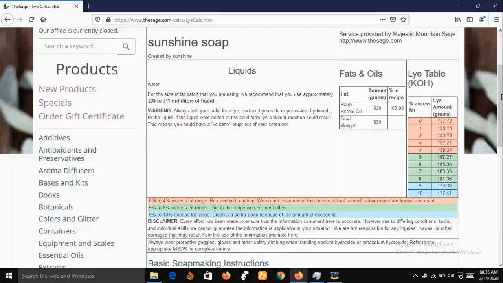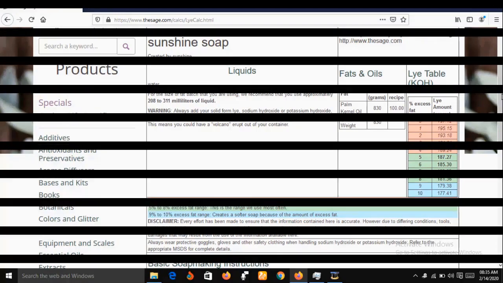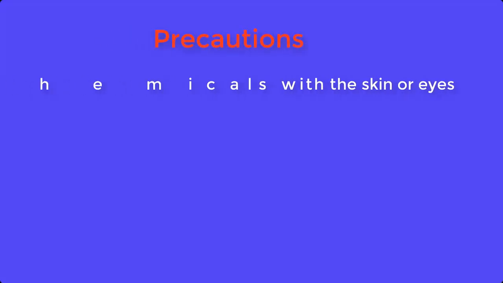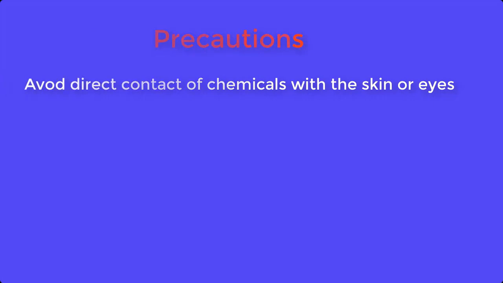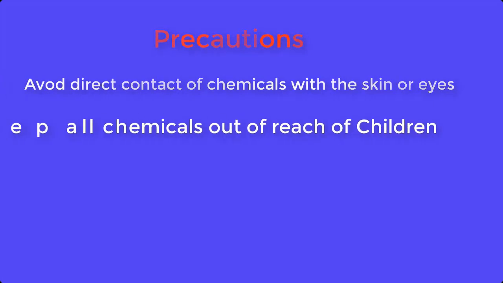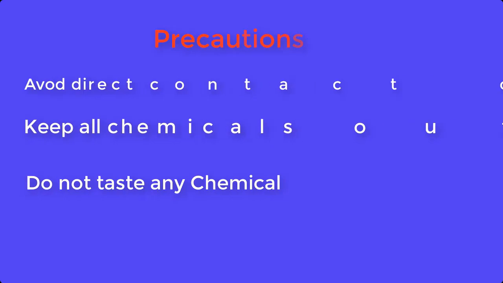But before we go into the main production process proper, let's go through some safety precautions you will take as you do this preparation. Avoid direct contact of chemicals with the skin or eyes. Keep all chemicals out of reach of children and do not taste any chemical.